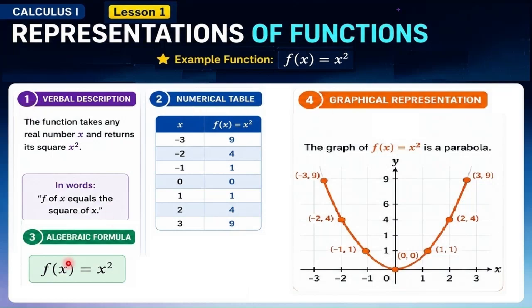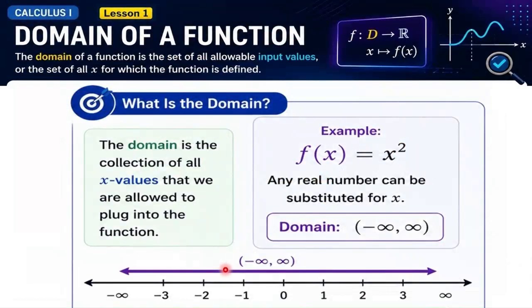Functions can be represented in several different forms. A function may be described verbally using words. It may be represented numerically using a table of values. Also, it may be expressed algebraically through an equation such as f of x equals x squared. Finally, it may be represented graphically using a graph. As we move through calculus, we will frequently switch between these representations. Each one helps us understand different aspects of a function's behavior.